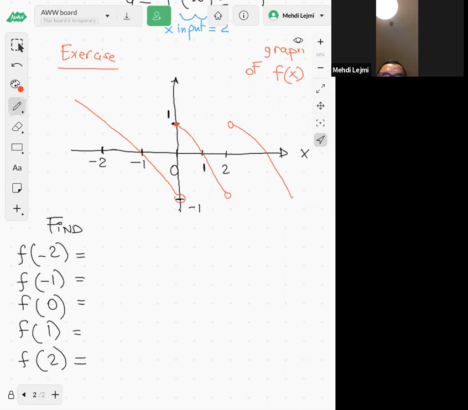Yes, Rabiul, f of -1 is +1. Sorry, f of -2 is +1. Yes. So again, guys, just to remind you, this is an empty circle. This is not included in the graph.